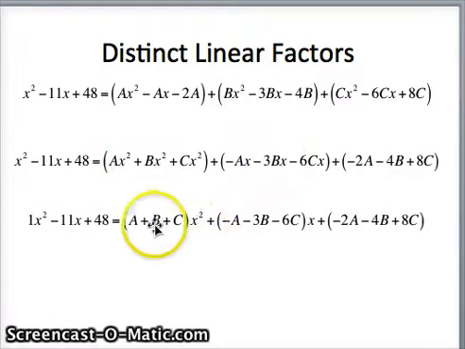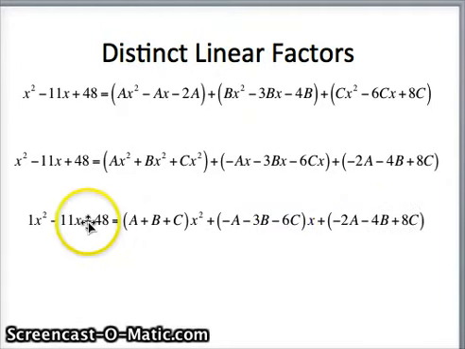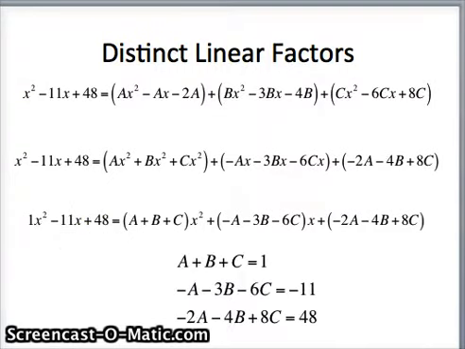Now you'll see that the coefficient of the x squared term on the right side is A plus B plus C. On the left side we have x squared, or 1x squared. So A plus B plus C has to equal 1. And similarly, the x terms, negative A minus 3B minus 6C has to equal negative 11. Negative 2A minus 4B plus 8C has to equal 48.